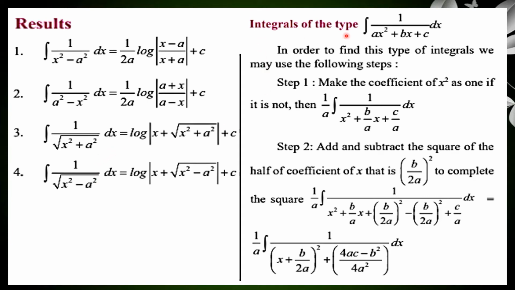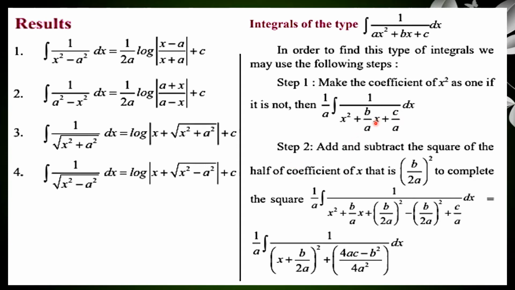Now the integrals of type integral 1 by (a x square plus b x plus c) dx are solved by using one of the formulae. We have to reduce this denominator function to any one of these forms. For that, first we remove the coefficient of x square from the denominator. Then 1 upon a into integral 1 upon x square, since a has gone out, plus b into x. So here there is no a term to take common, so b upon a will be written, b upon a into x, plus c upon a.